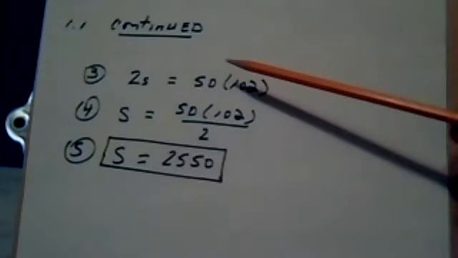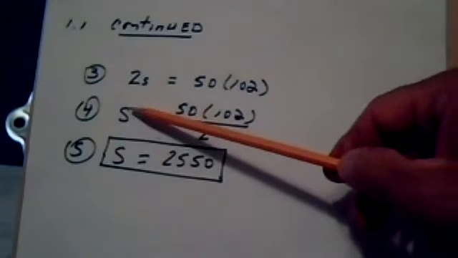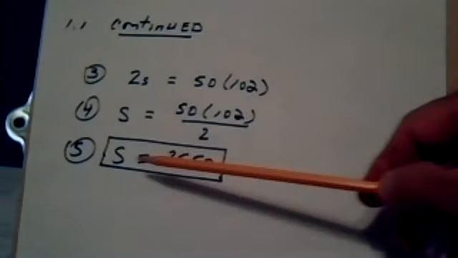So 50 102s. Then divide both sides by 2. You have your S, which represents a sum all by itself. Do this operation, and you come up with a sum of 2,550.